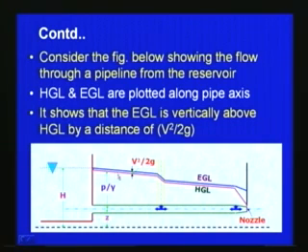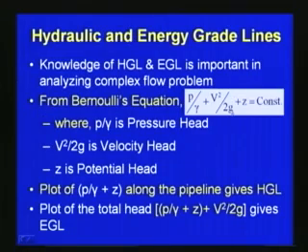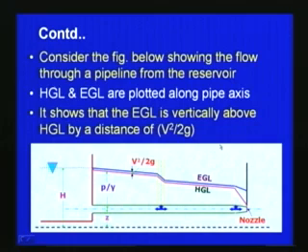So, P by gamma plus Z plus V square by 2G will give the energy gradient line with respect to the Bernoulli's equation, which we have discussed here. HGL and EGL we can plot along the pipe axis like this. Here we can see that the energy gradient line is vertically above the hydraulic gradient line by a distance of V square by 2G. So the difference between the energy gradient line EGL and the hydraulic gradient line is this velocity head, V square by 2G.